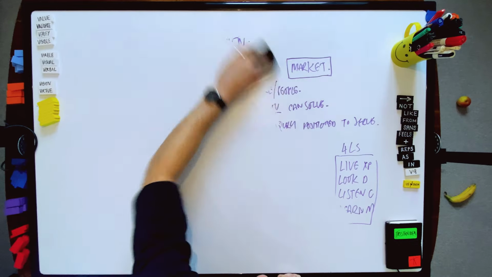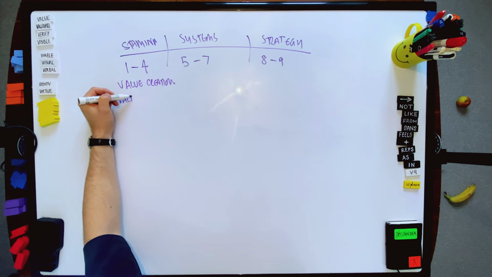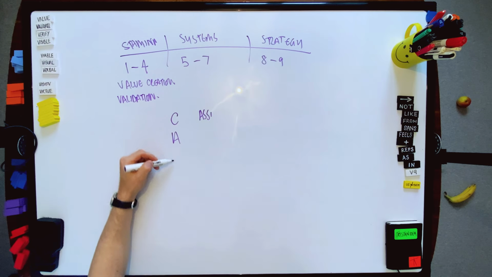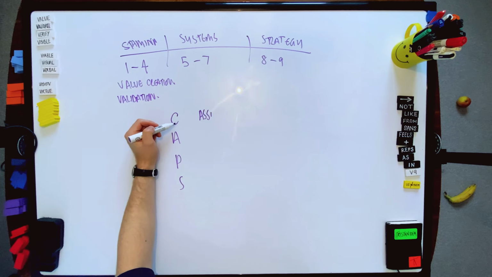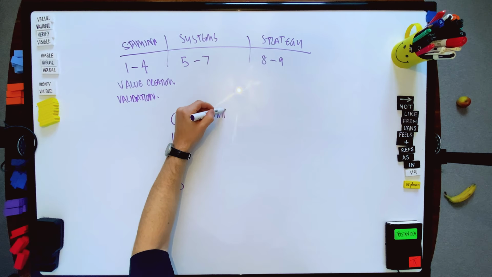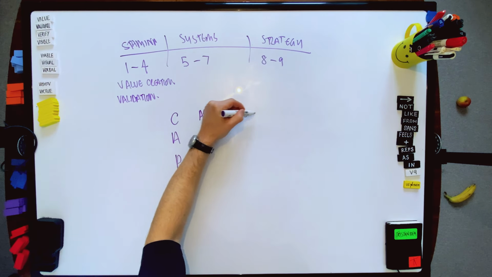Okay. So after we've found a potential problem we've solved, value creation, the next would be to validate. Essentially, for validation, what that means is, let's do our CAPS, sorry, C-A-P-S. So the conditions would be where our assumptions meet feedback.